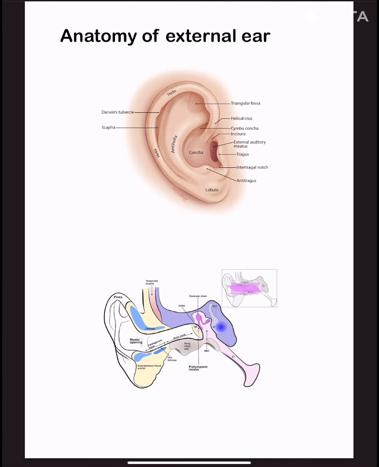The external ear comprises of this outer part which is known as helix, this inner part known as antihelix. The center is known as concha. This prominence is known as tragus. This prominence is known as antitragus. This triangular depression is known as triangular fossa. This lower part is known as lobule.